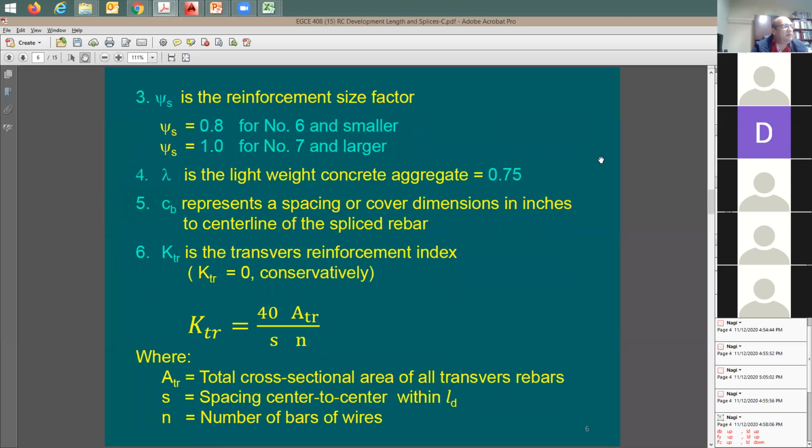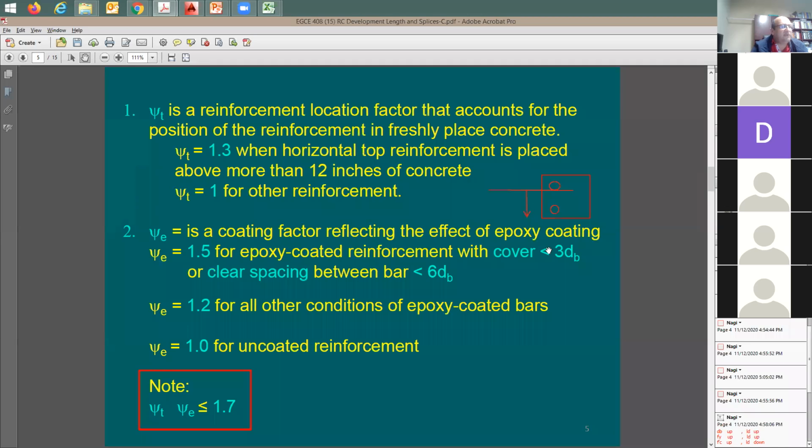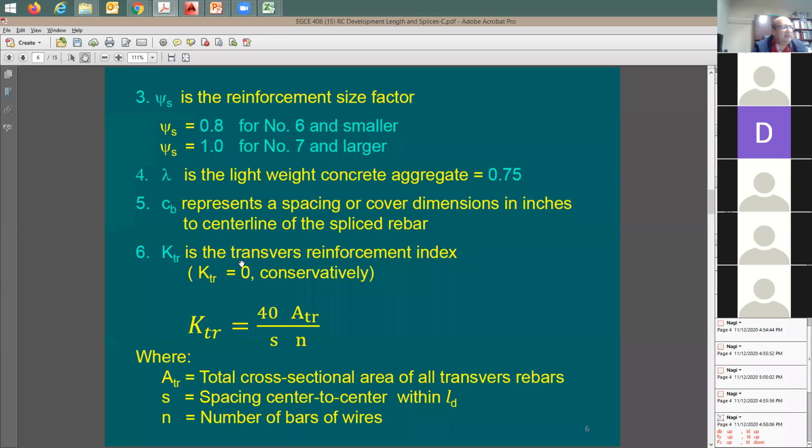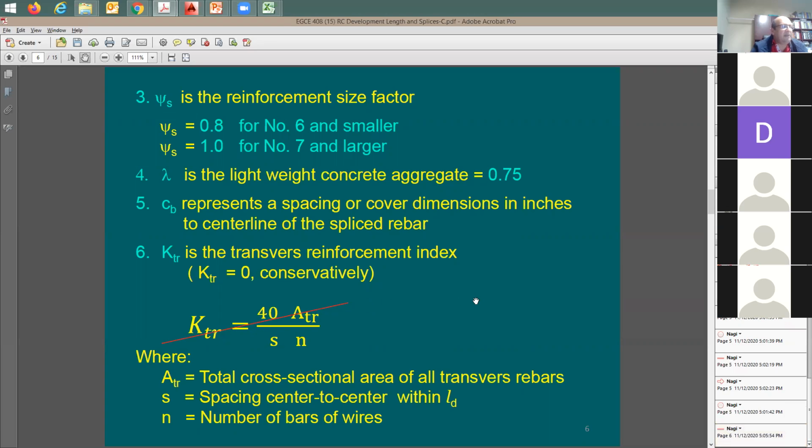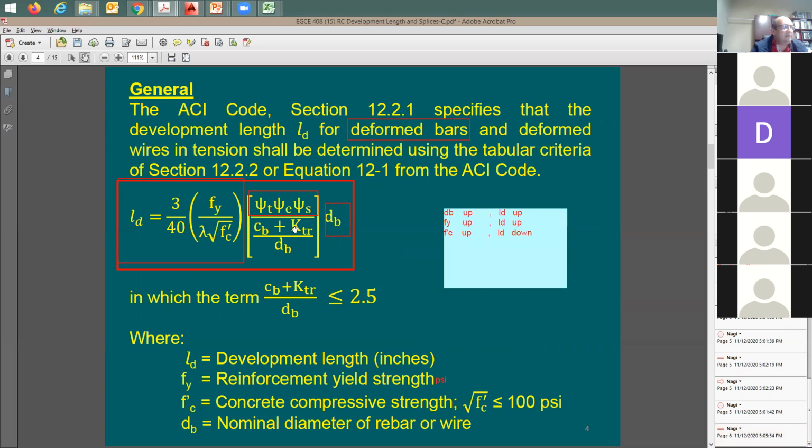Okay. What is KTR? It says KTR is to take the effect of the transverse reinforcement, like the ties. When you have ties, they give an equation. For me, just take it to 0. So forget about this equation. They give it to you here, and the slide says it, but I'm not going to be using it. Let me put a cross here. Just take KTR to be equal to 0. I don't need it. You make it simple for me.